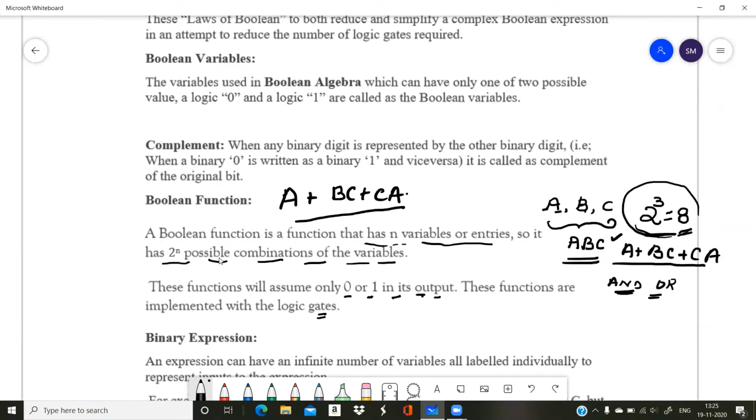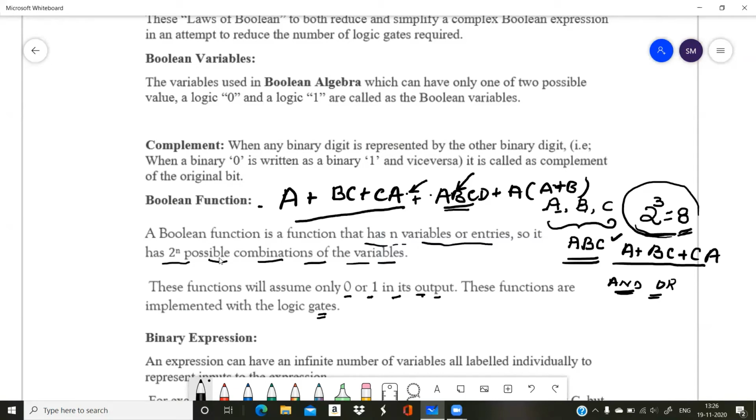So any number, an infinite number of variables can be used in any expression, and any type of combination of those variables can be done. I can write a, b, c, d, a into a plus b, like this. Any type of expression can be written using any number, n number, or infinite number of variables.